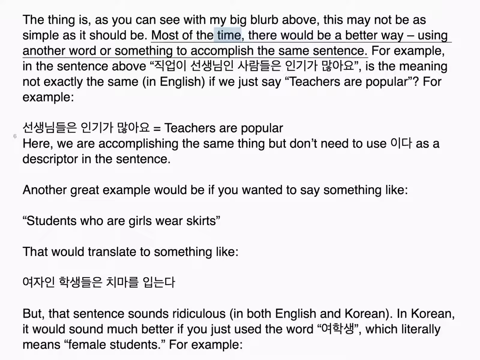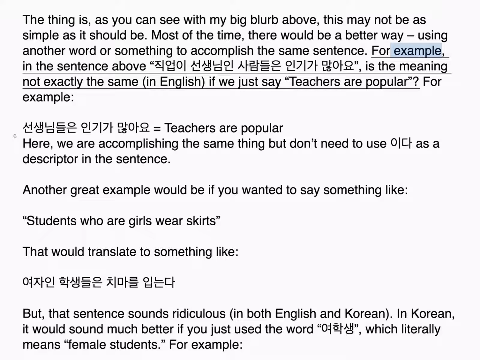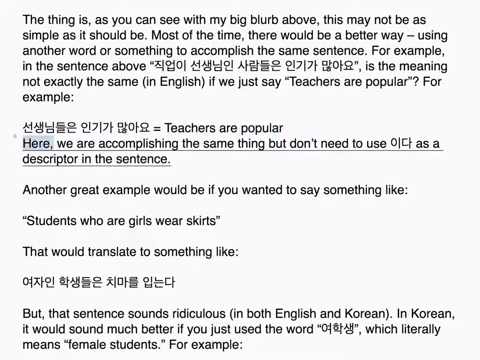Most of the time, there would be a better way, using another word or something, to accomplish the same sentence. For example, in the sentence above, 직업이 선생님인 사람들은 인기가 많아요, the meaning is not exactly the same. In English, if we just say teachers are popular, for example, 선생님들은 인기가 많아요 equals teachers are popular, here we are accomplishing the same thing but don't need to use 이다 as a descriptor in the sentence.